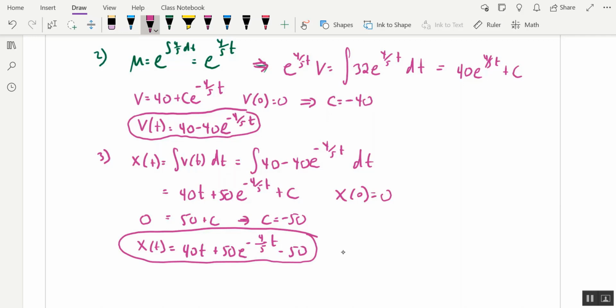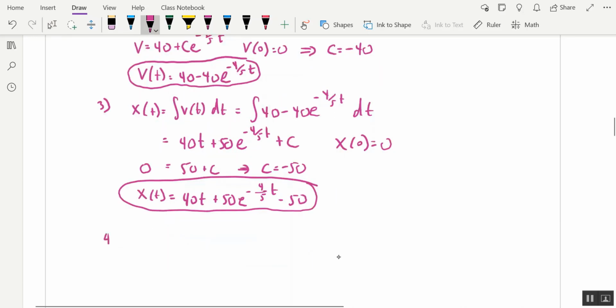Part 4 is approximately when does the baby hit the ground? Ignore the exponential term. For part 4, remember the origin's up here in the sky. So here's the baby being dropped. This is 0. And so it's going down. It's going to hit when x is 500 because it's dropped from 500 feet above the ground. So we're going to set 500 equal to x and solve for t.